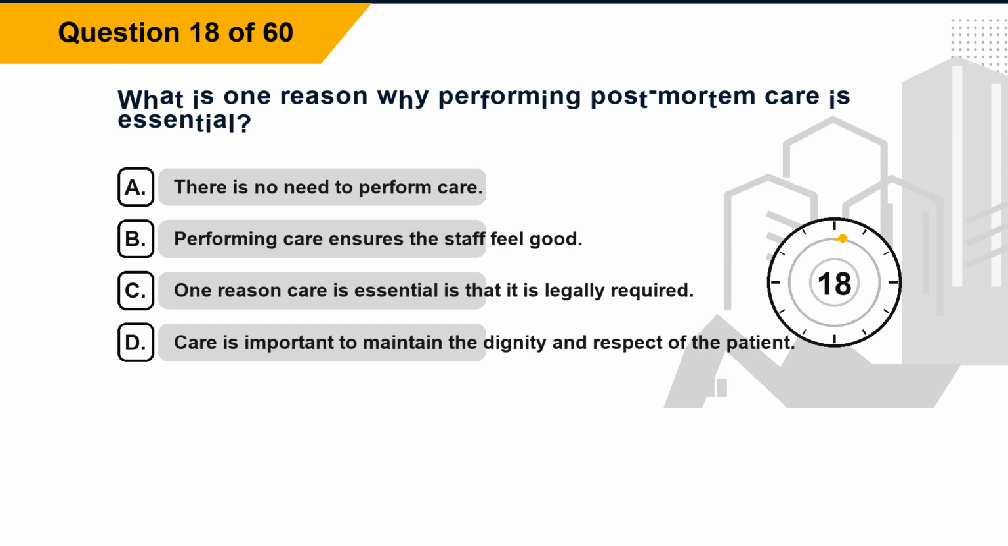Question 18. What is one reason why performing post-mortem care is essential? Option A. There is no need to perform care. Option B. Performing care ensures the staff feel good. Option C. One reason care is essential is that it is legally required. Option D. Care is important to maintain the dignity and respect of the patient.